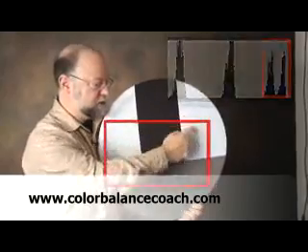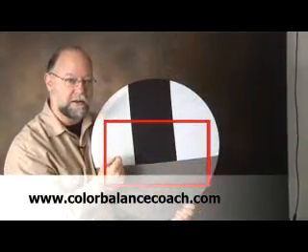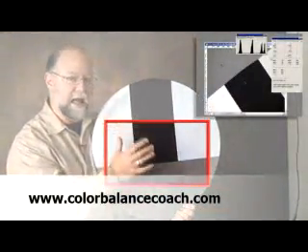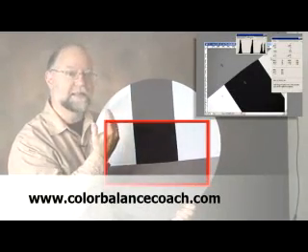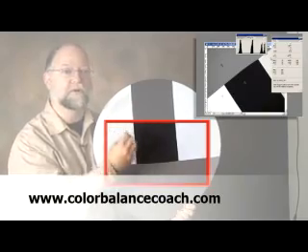So when you take a picture of the center of the color balance coach disc, you will have only 4 peaks on your histogram, and this is what will tell you that your exposure will be perfect.